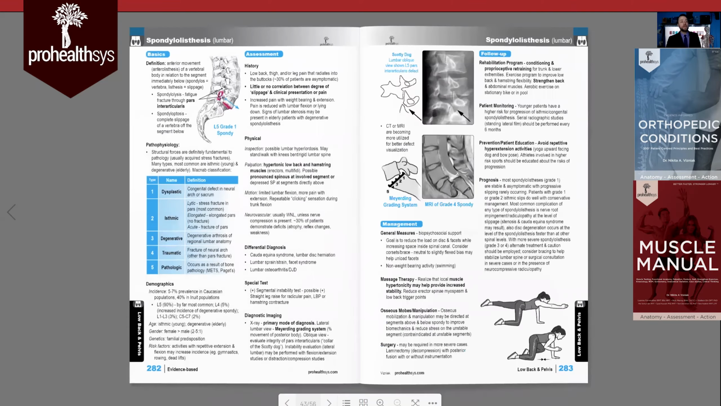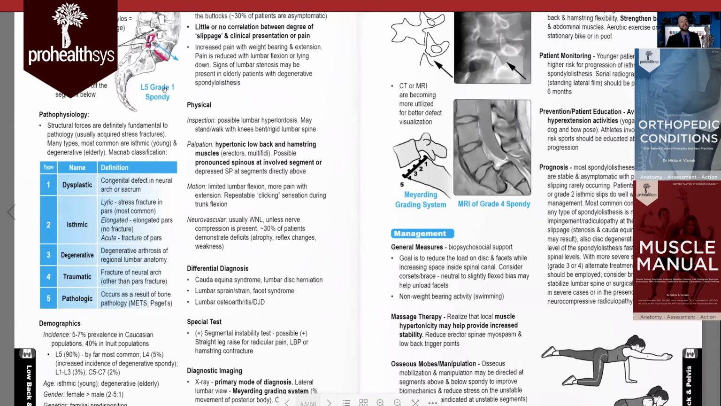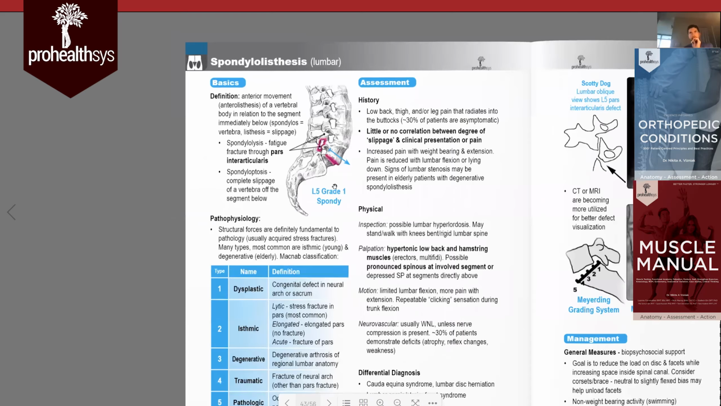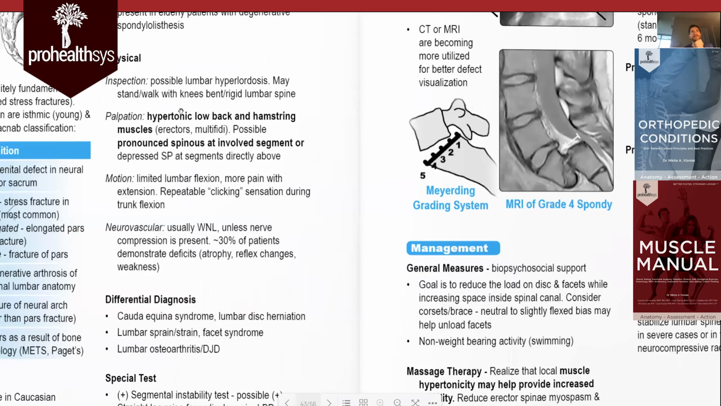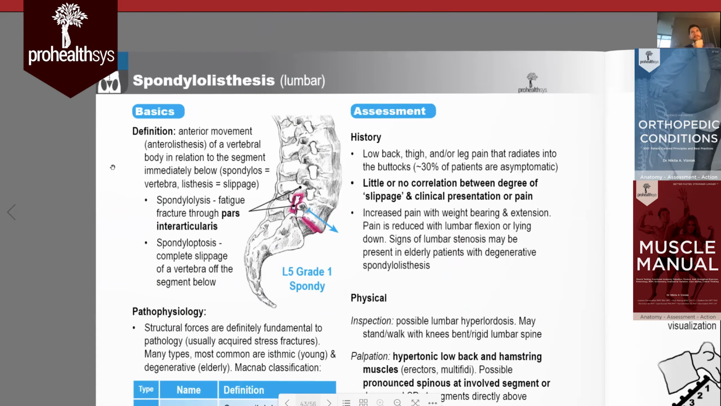If we go into more detail, we would know about the term spondylolisthesis, okay? And for spondylolisthesis, you have to know what that term actually means. So the definition literally means spondylo means of the spine, and listhesis means slippage.